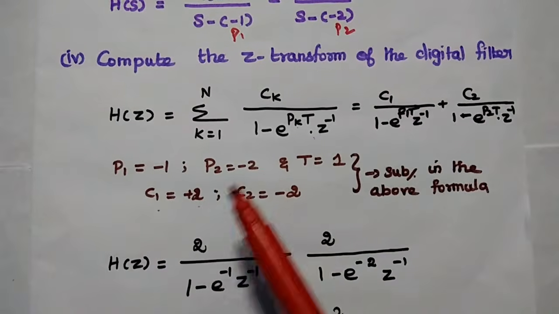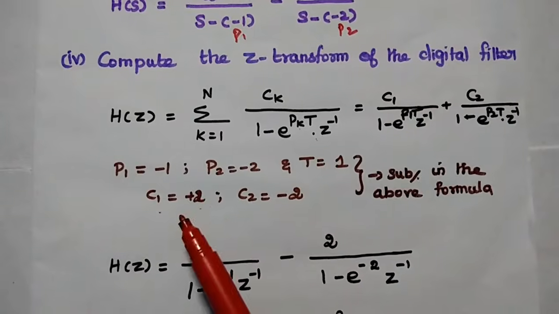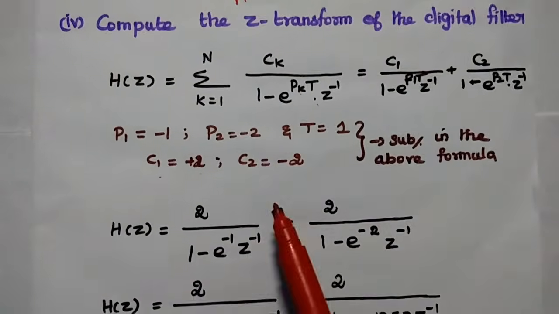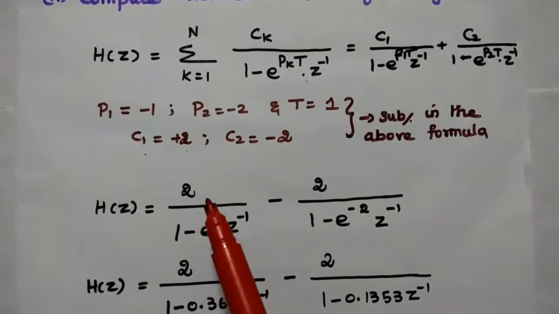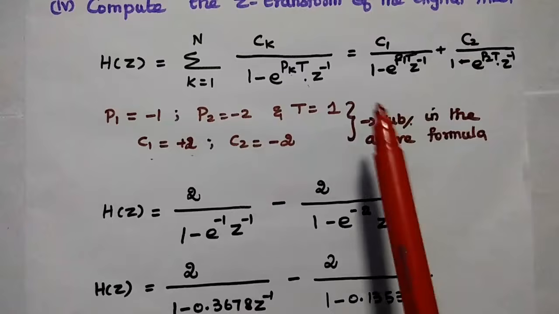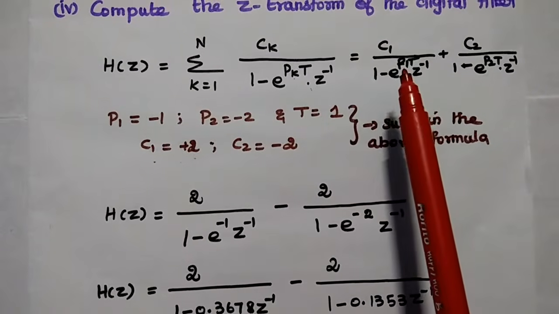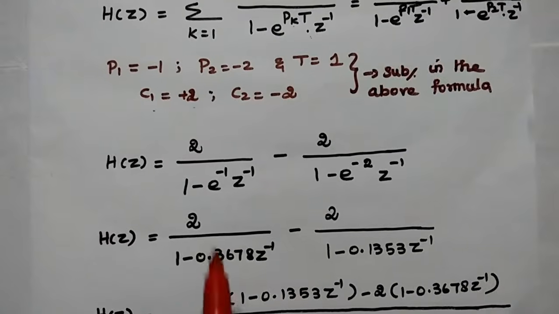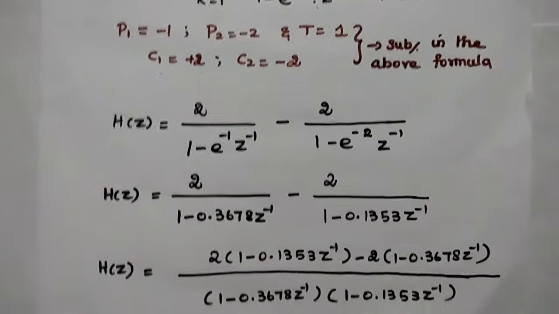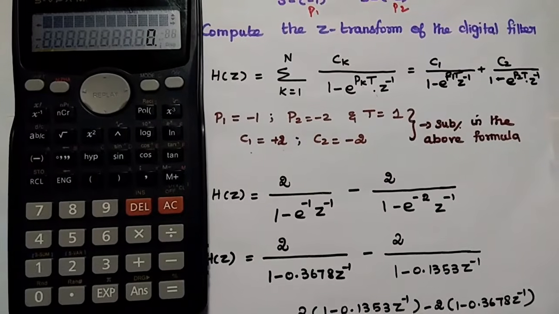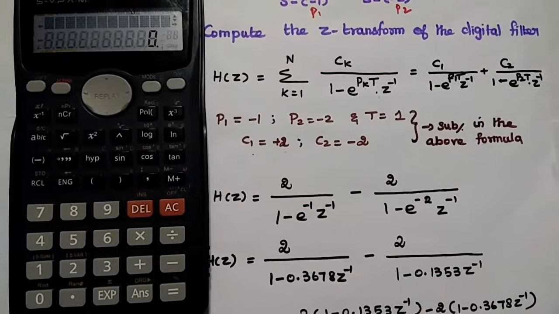As we know the values of this P1, P2, T, C1 and C2, we are going to substitute all those values in this formula. Then we can get h of Z is equal to 2 divided by 1 minus e power minus 1 Z power minus 1, because P1 value is minus 1, P2 value is minus 2. Okay. So after that we are going to substitute that value of e power minus 1 here. So we can obtain the value of e power minus 1 using the calculator.